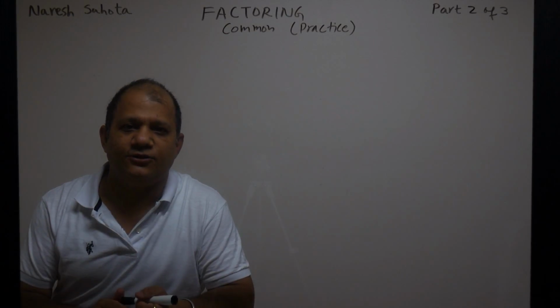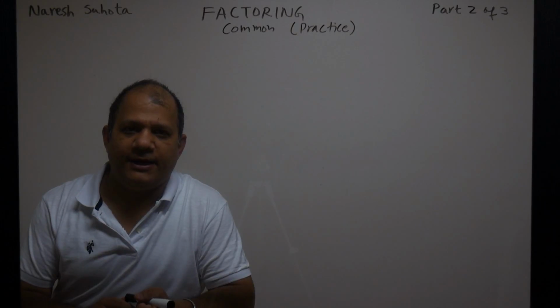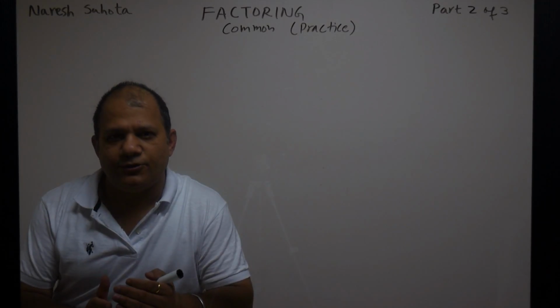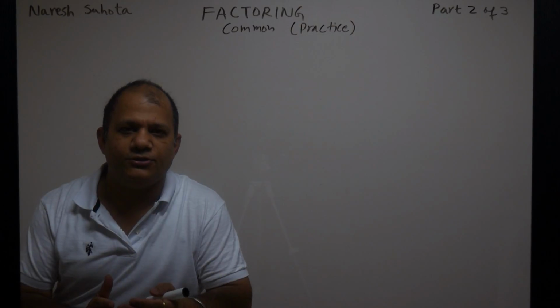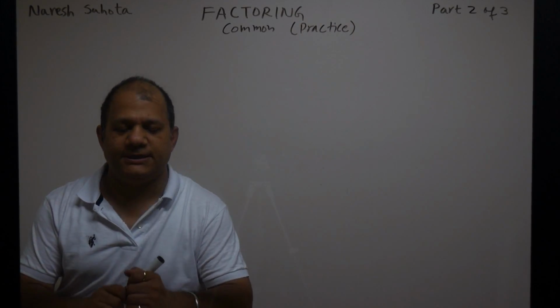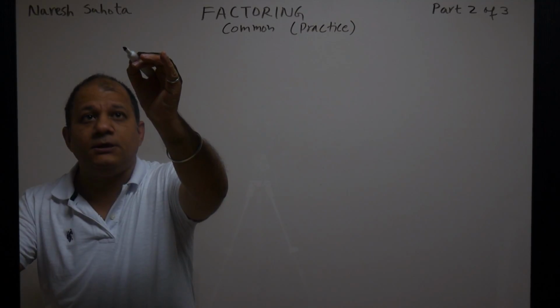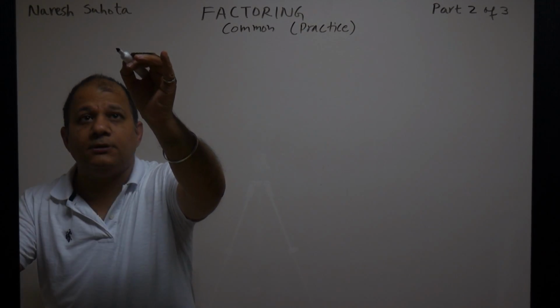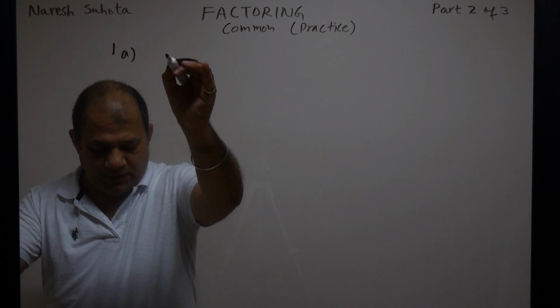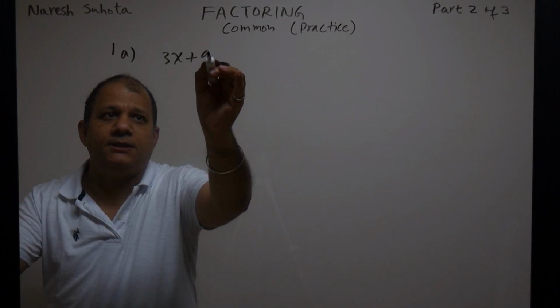This is the second tutorial on common factoring. In tutorials 2 and 3 we're going to do practice questions. So let's get started. We're doing common factoring. For example, 1a: 3x plus 9.